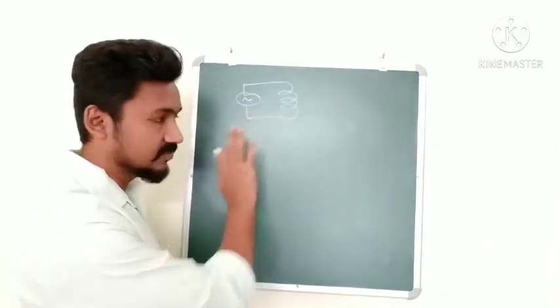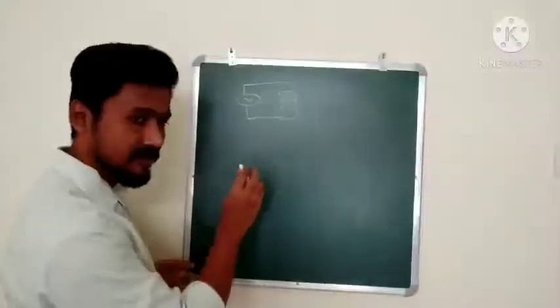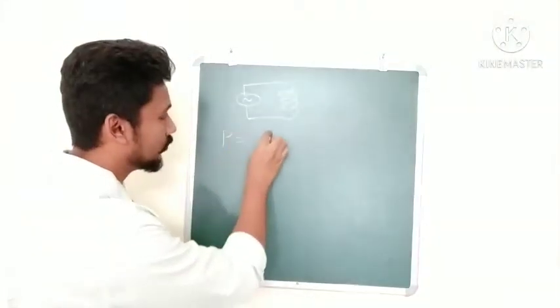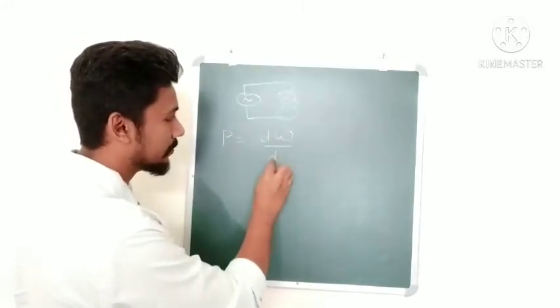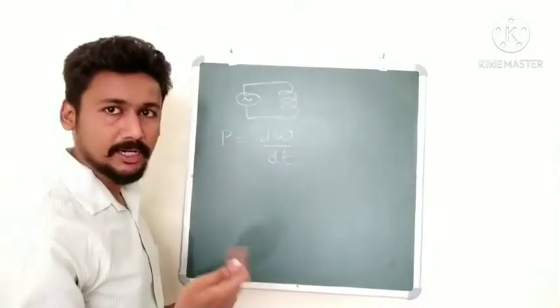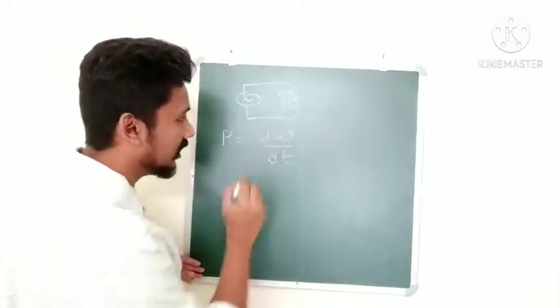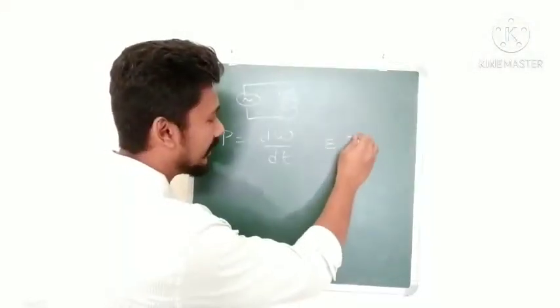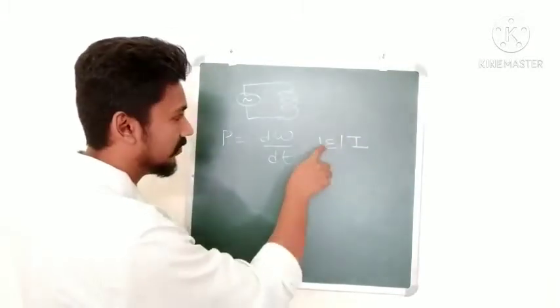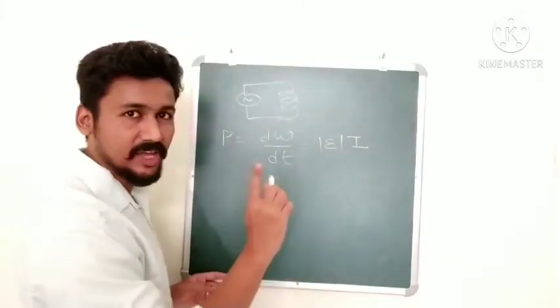In this given case, we can write the power dissipated P is equal to dW by dt. That is something we already know. Power is the rate at which work is done, and it is equal to E multiplied by I. We will not take the sign. EI, from where are we getting it?